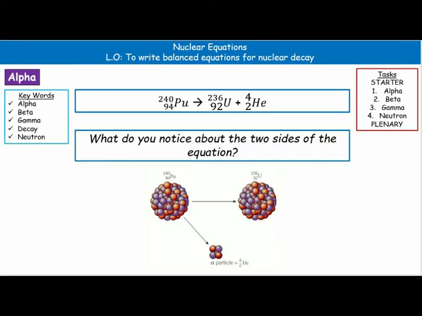So our first actual nuclear equation that we're going to look at is the one that we use when we're talking about alpha decay. So in alpha decay, we are going to be releasing an alpha particle. Hopefully the name kind of gives it away here.